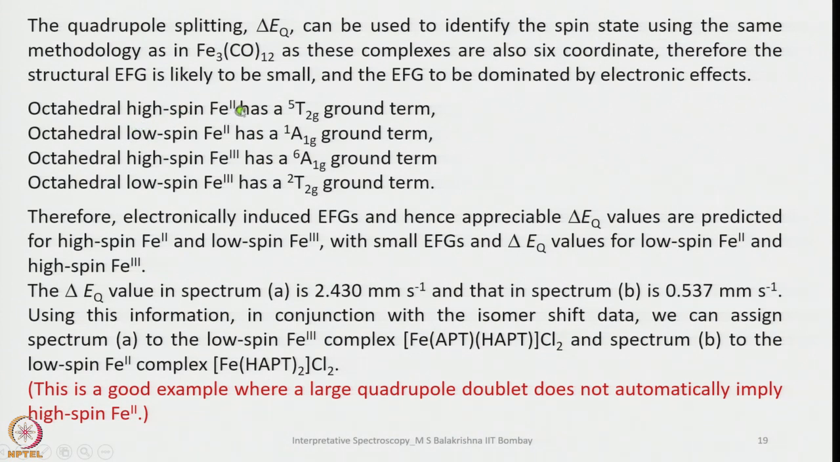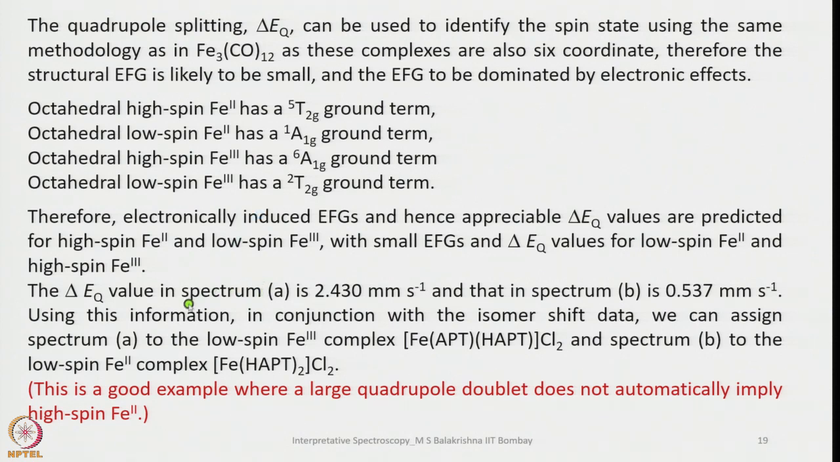Now look into these four cases actually. Octahedral high spin Fe2+ has a 5T2g ground term, and octahedral low spin Fe2+ has a 1A1g ground term, and then octahedral high spin Fe3+ has a 6A1g ground term, and octahedral low spin Fe3+ has a 2T2g ground term. So therefore, electronically induced EFGs and hence appreciable delta EQ values are predicted for high spin Fe2+ and low spin Fe3+, with small EFGs and values for low spin Fe2+ and high spin Fe3+.